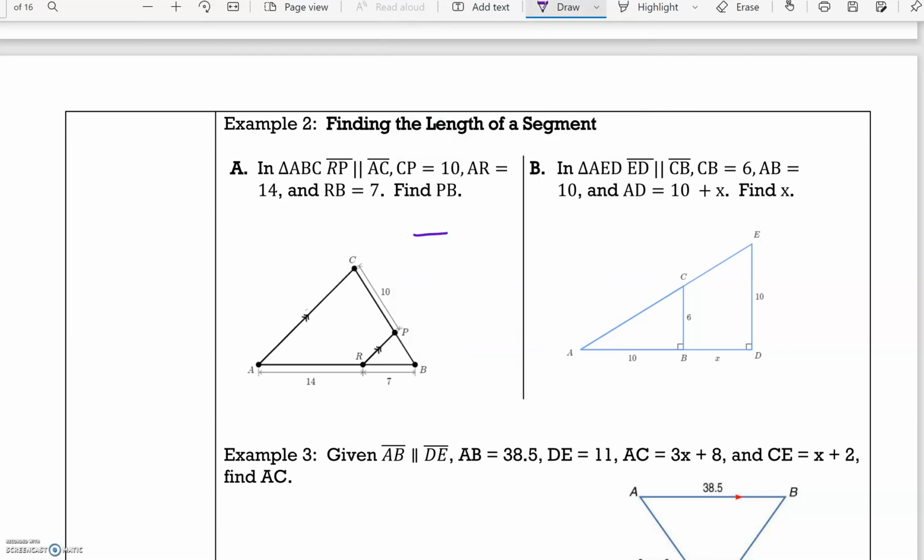So I'm going to go ahead and make this an X. So I'm going to say 10 over X. So I'm going from the big section to the small section, and then I'm going to go over here, big section to small section, so 14 over 7. And then I'm going to cross multiply. So X is equal to 5.